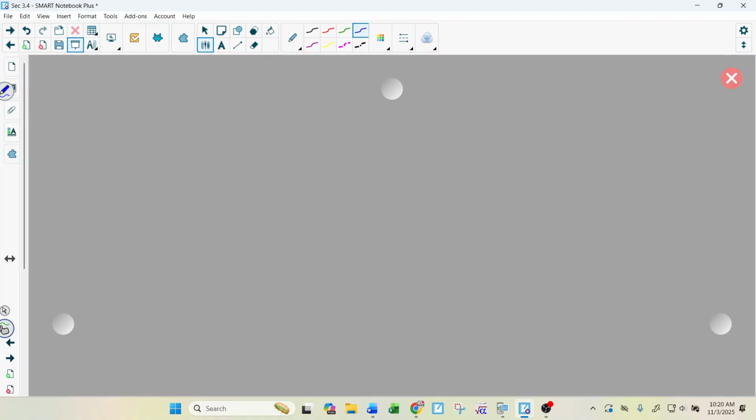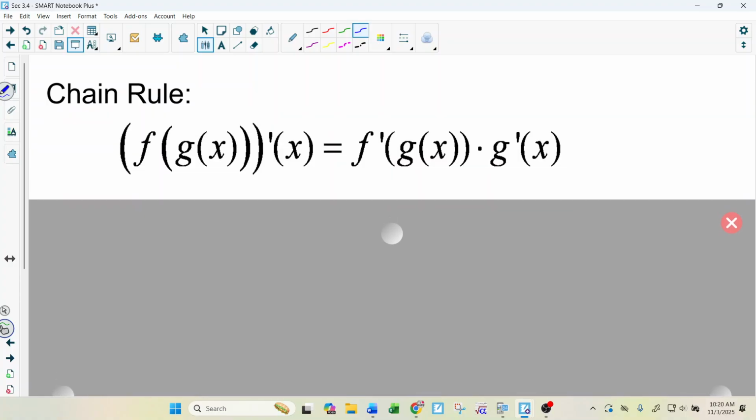Here is the chain rule. The derivative of f of g of x is f prime of g of x times g prime. That's the formula. But just like the product rule and the quotient rule, we want to think about this in terms of words.